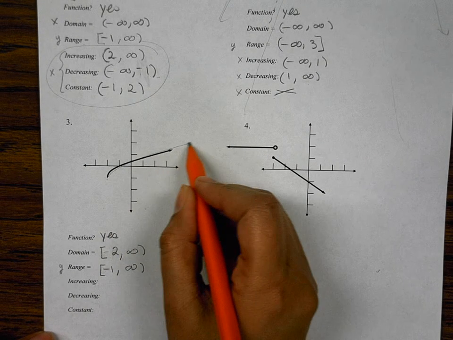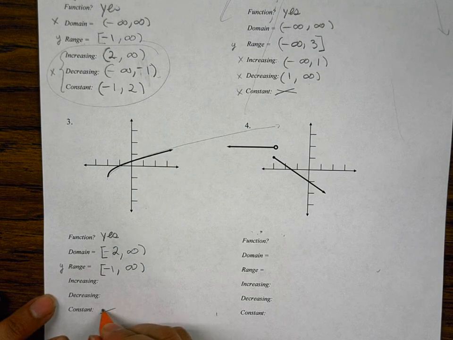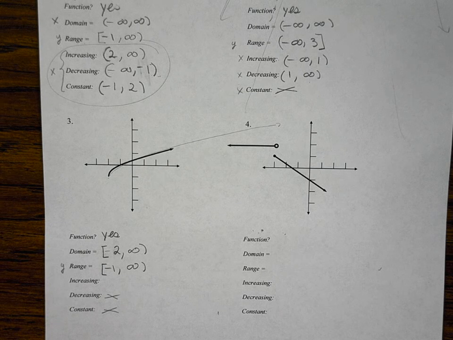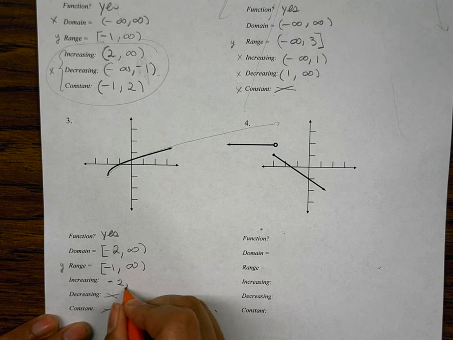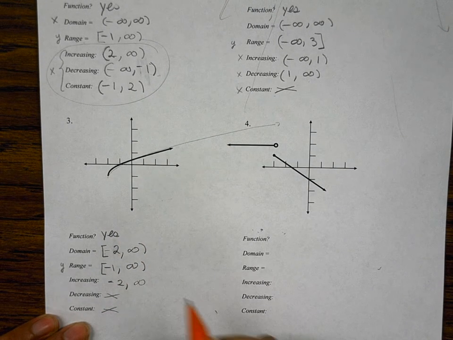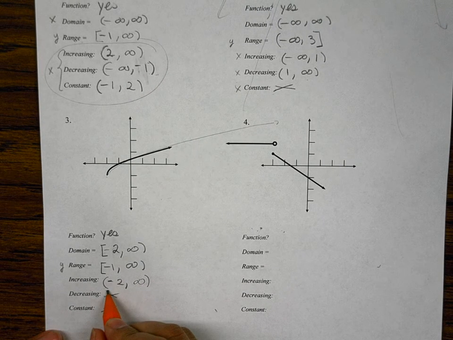Okay, now I'm hoping you recognize my graph is only increasing forever and ever. It's never constant. It's never decreasing, so I'm just going to cross those out. It's only increasing forever and ever. At what x value do you start increasing from? Negative 2. And how long does it increase? Forever after that, so off to infinity.